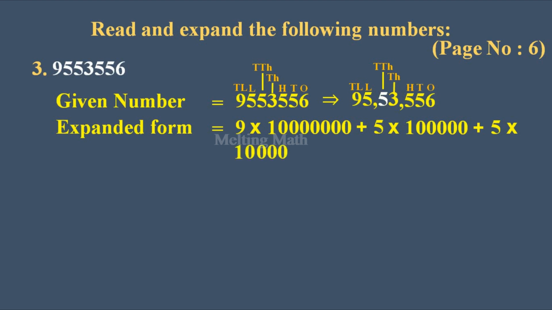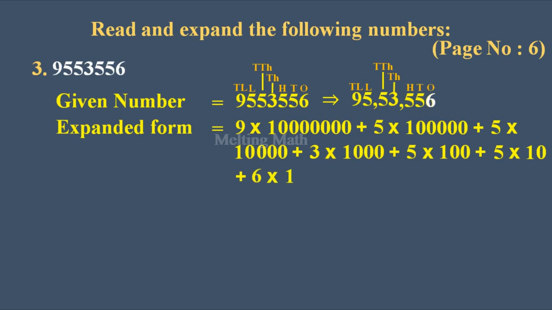Then plus, the next digit is 3, that is in the place of 1000. So just write 3 and multiply with 1000. Then plus, the next digit is a 5, that is in the hundreds place. So multiply 100 with this 5. Then plus, the next digit is 5, that is in the tens place. So just multiply 10 with this 5. Then plus, the next digit is 6, that is in the ones place. So just multiply 1 with this 6. That's it. This is the expanded form of this number.